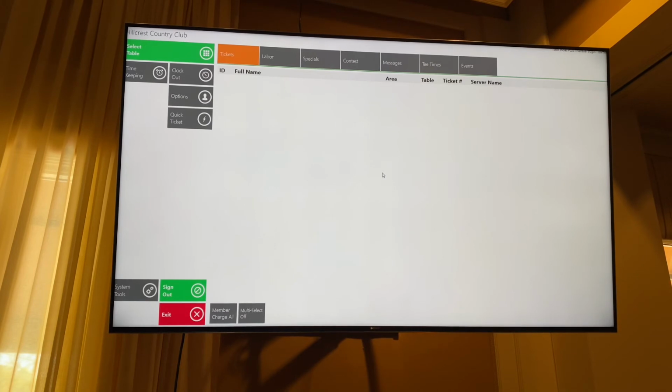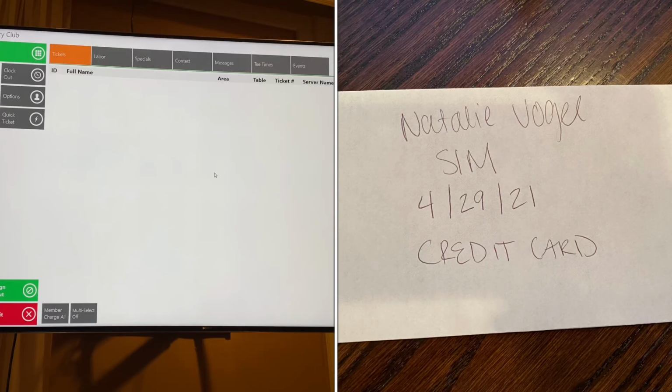At this point, you're going to put together both receipts, the one from the POS and the one from the Clover, and you're going to put it in an envelope, and we have an example of that envelope labeled correctly as well, and that's going to be turned into the safe in the office.